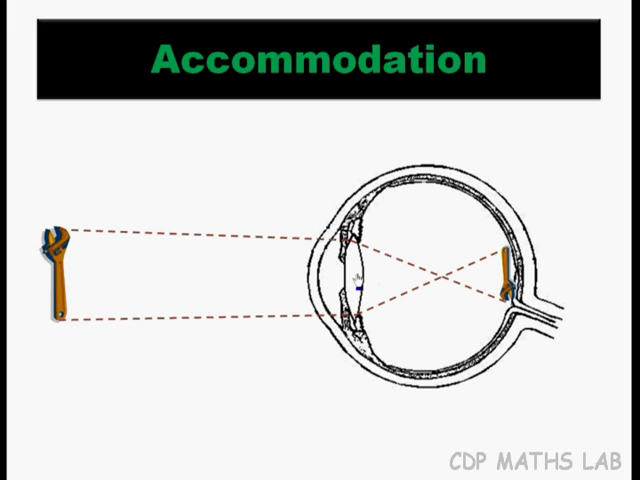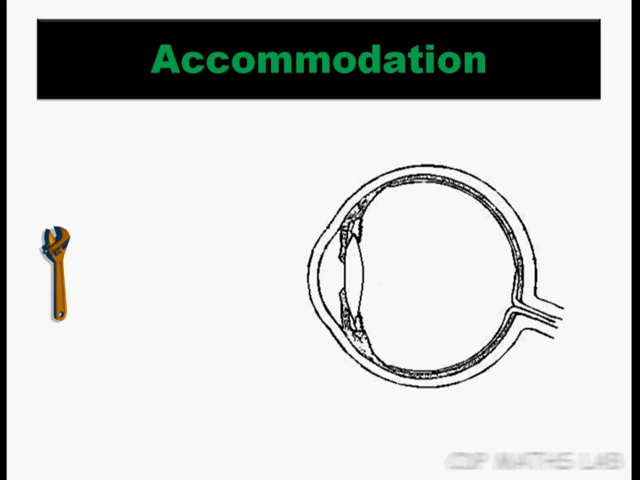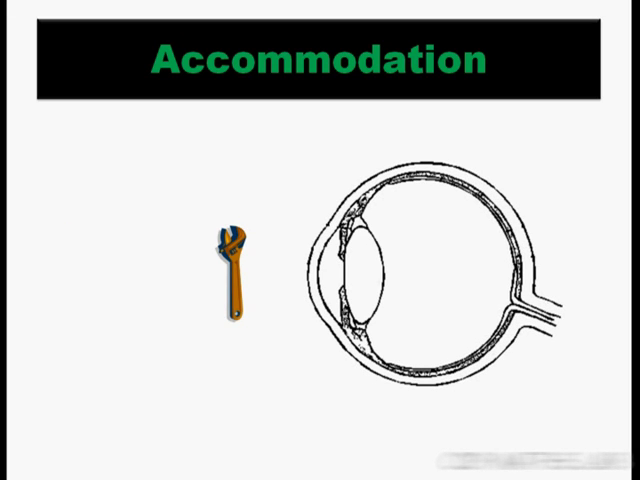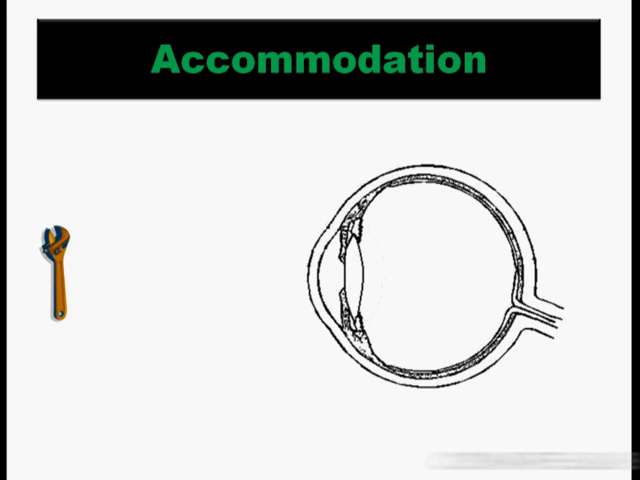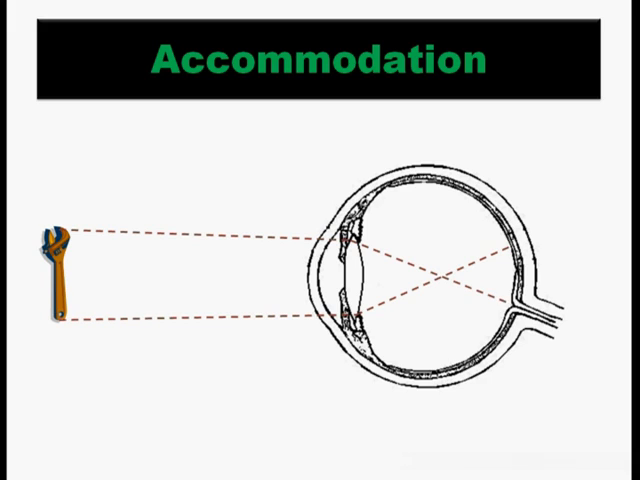Good? And then the suspensory ligament will also stretch in order to facilitate changing the shape of the lens for it to become thinner. So the further an object is away from the eye, the thinner the lens will become. Notice. Very good. And then the suspensory ligament will also stretch. And that is basically what happens.